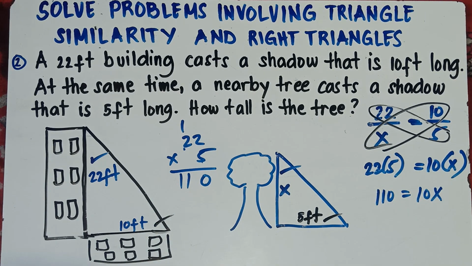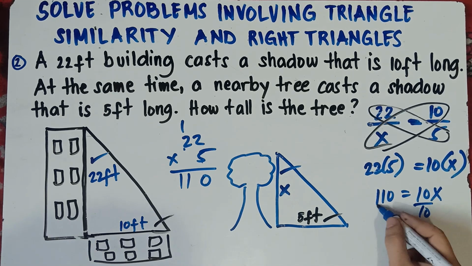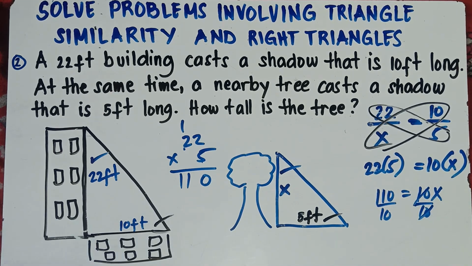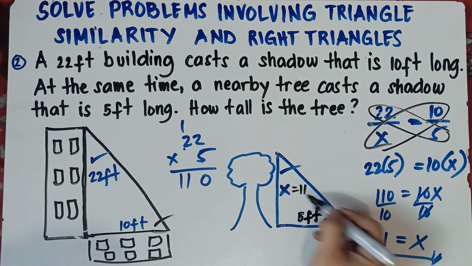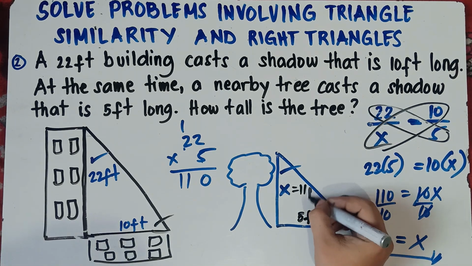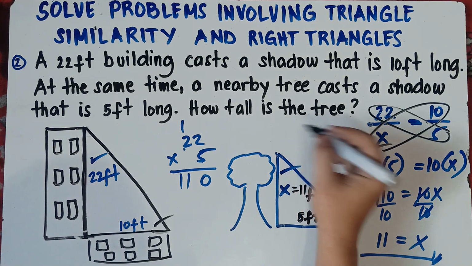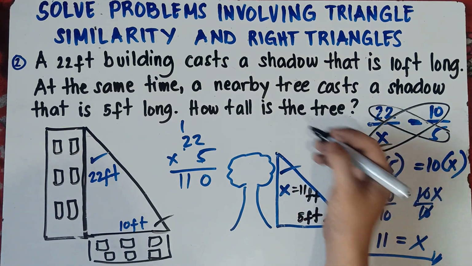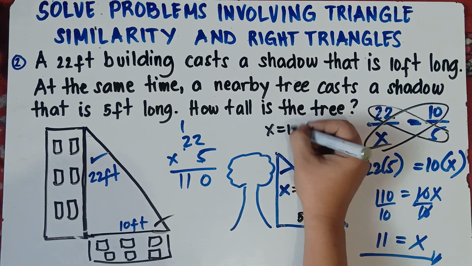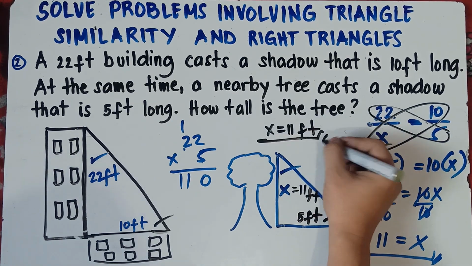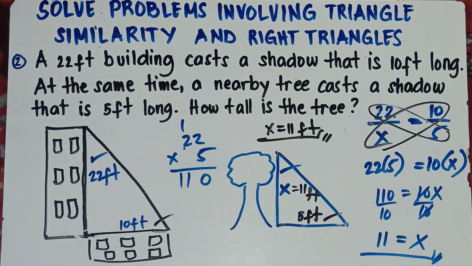To get the value of x, you divide both sides by 10. Cancel this out. 110 divided by 10 is 11, equals x. Therefore, this x, class, is equal to 11. So that would be 11 feet, because the unit here is feet. That's the answer for the height of the tree. So the height of the tree, or how tall is the tree, is 11 feet. That's the answer for number 2.